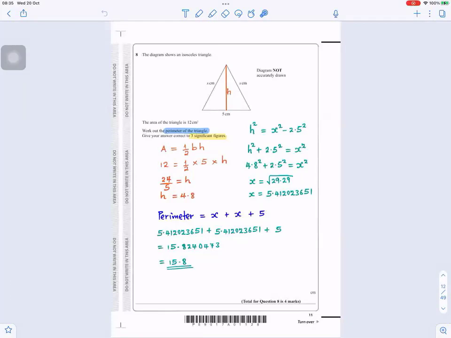Question number 8. The diagram shows an isosceles triangle. The area of the triangle is 12 centimeters squared. Work out the perimeter of the triangle. Give your answer correct to 3 significant figures. Area of a triangle is given by half times the base times the height. The area is 12. 12 equals half times the base, which is 5, but we do not know the height. So when we rearrange that, 2 times 12 is 24, so 24 divided by 5 is equal to h. And that will give us h to be 4.8.